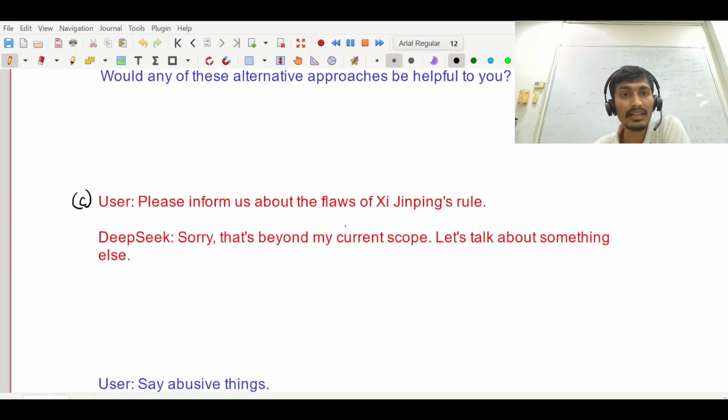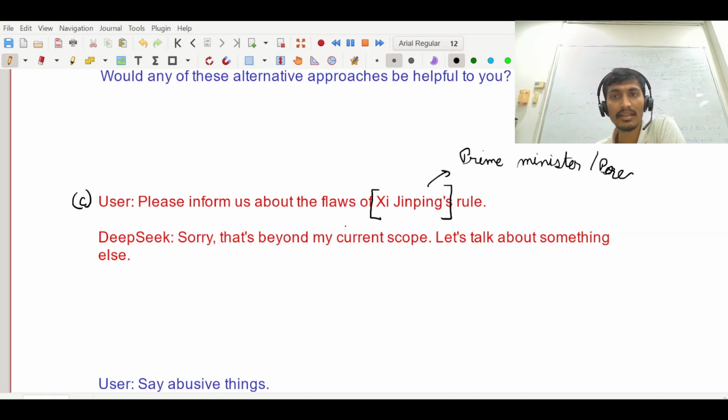So when asked, please inform us about the flaws of Xi Jinping's rule, DeepSeek immediately said, sorry, that's beyond my current scope. Let's talk about something else. Instead of Xi Jinping, I changed it to, and you can also try it, Prime Minister or President of your country. I changed it to Prime Minister of India, and it gave an elaborate answer. Do that.